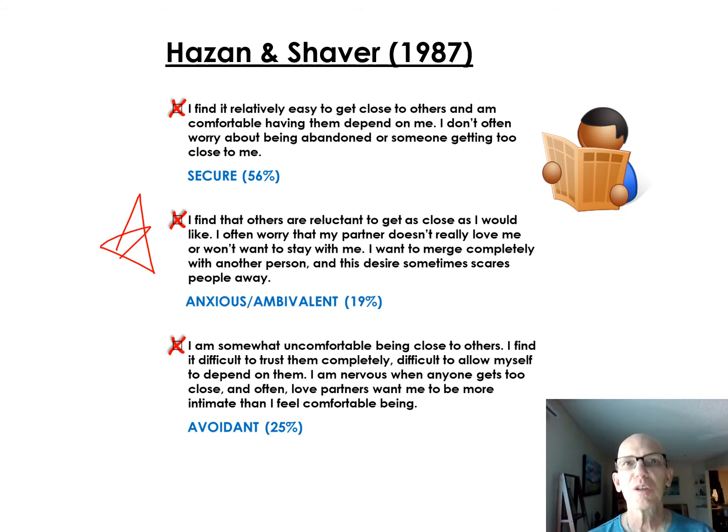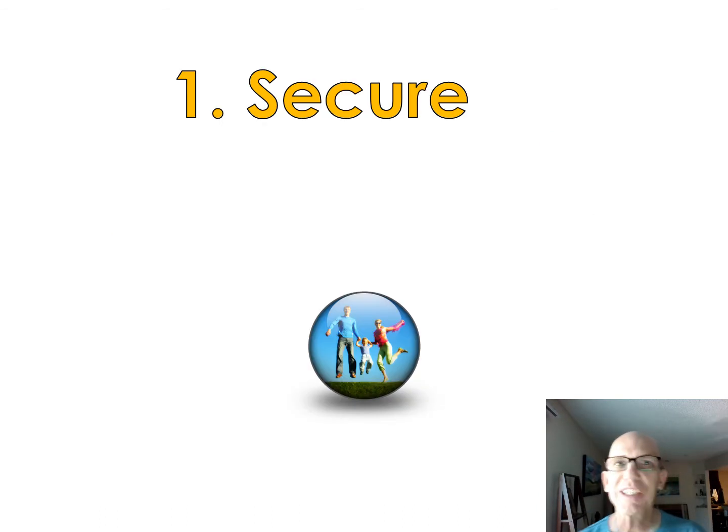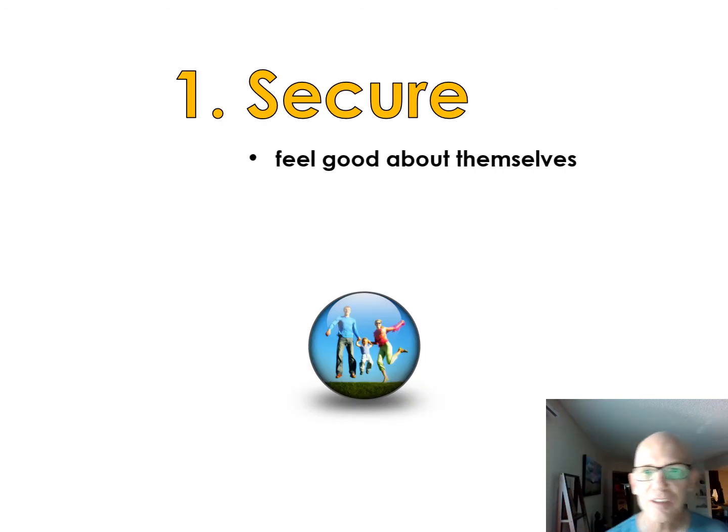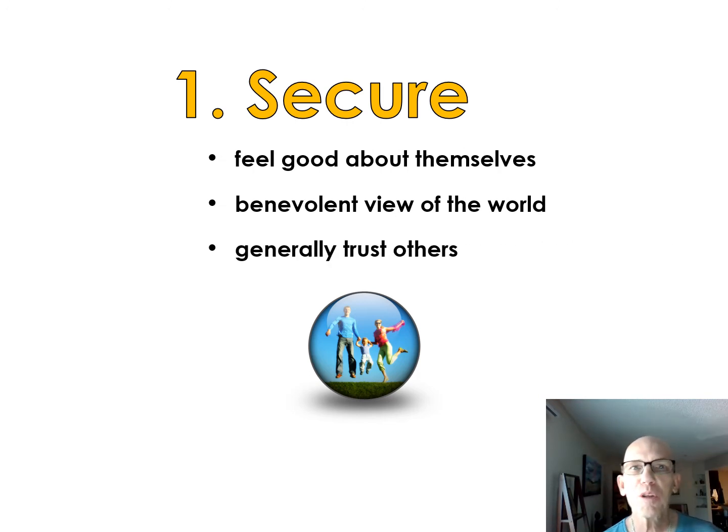Okay, so let's go to the three styles. What did Hazan and Shaver do? They called some of these people back up and said, okay, you picked this particular paragraph. We want to come in and interview you. So when they brought the secure people in to interview them, they said this: I feel good about me, the world's a good place, and generally other people are good people.